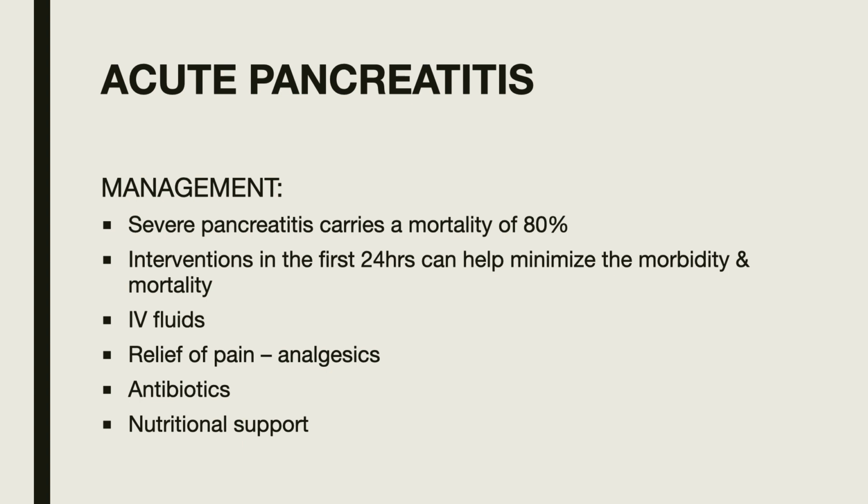For the management, severe pancreatitis carries a mortality of 80%, and interventions in the first 24 hours can help minimize the morbidity and mortality. So there are scoring systems in acute pancreatitis. We have the Ranson's criteria, the APACHE scoring. Just read on it on your own. Other management includes IV fluids, relief of pain by giving analgesics, antibiotics, and nutritional support.